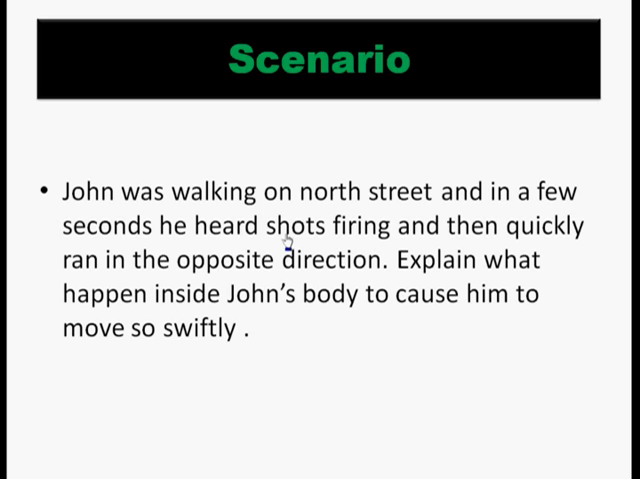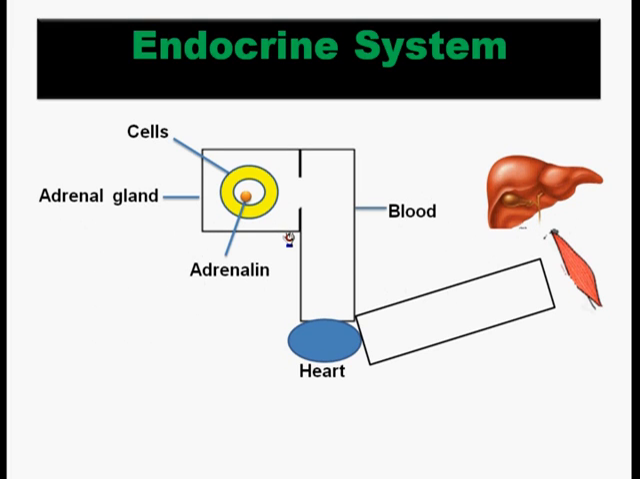Now, so this is what is going to happen now. Now, it is not only the central nervous system that plays a part in John's response to the bullets that he heard. Another system also plays a part. Let us now look at the other system and how it plays a part. All right. Now, the adrenal gland has a hormone called adrenaline.